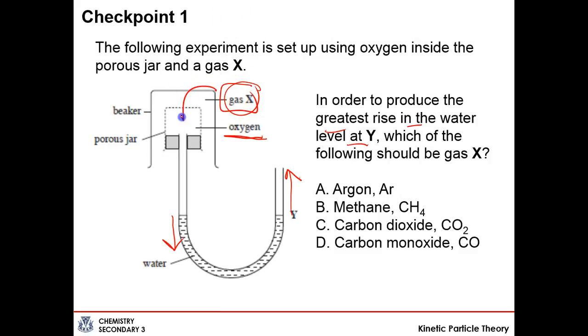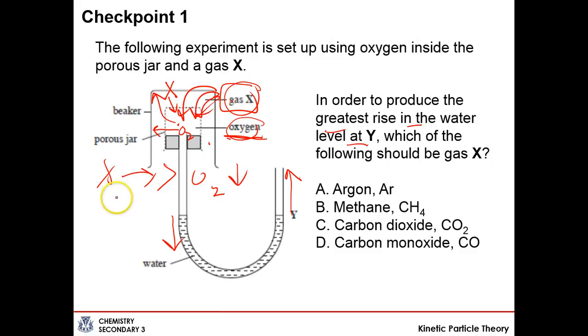My gas X must diffuse in faster than the oxygen gas inside diffuses out. Because if you observe this question here, diffusion means higher concentration to lower concentration, higher to lower. So outside gas X is higher, inside O2 is higher. It means that there's a tendency for O2 to diffuse out, and there's a tendency for X to diffuse in. So X must go in faster than O2 goes out.